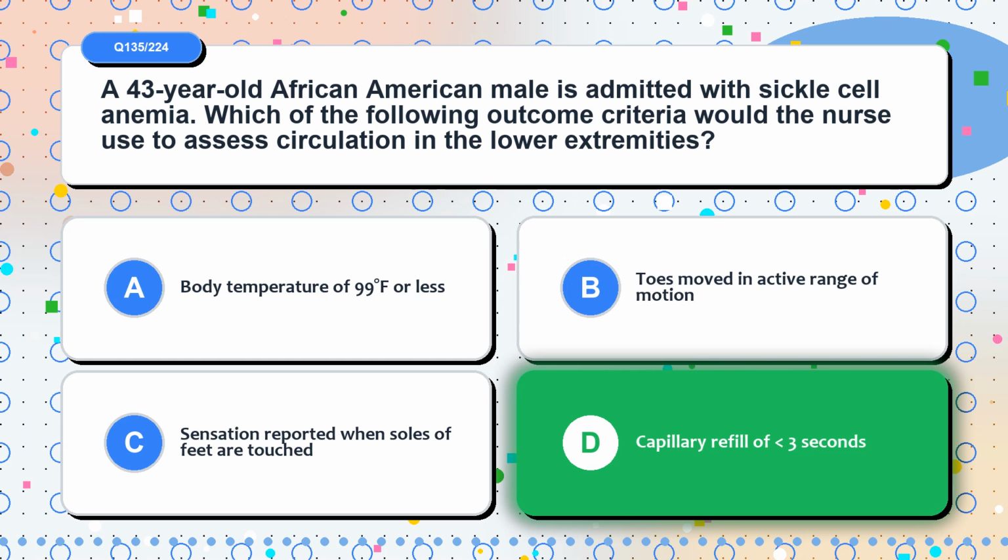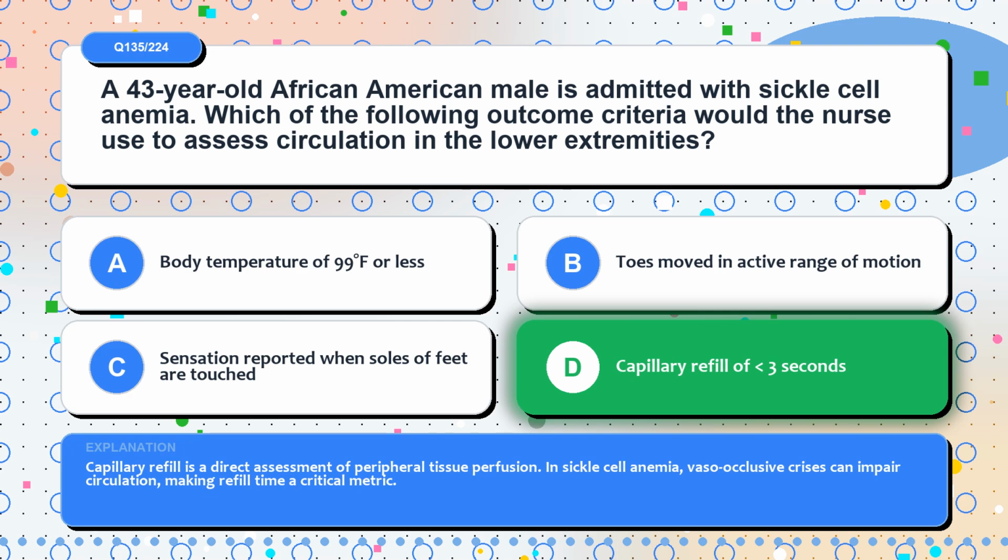The correct answer is option D. Capillary refill of 3 seconds. Capillary refill is a direct assessment of peripheral tissue perfusion. In sickle cell anemia, vaso-occlusive crises can impair circulation, making refill time a critical metric.